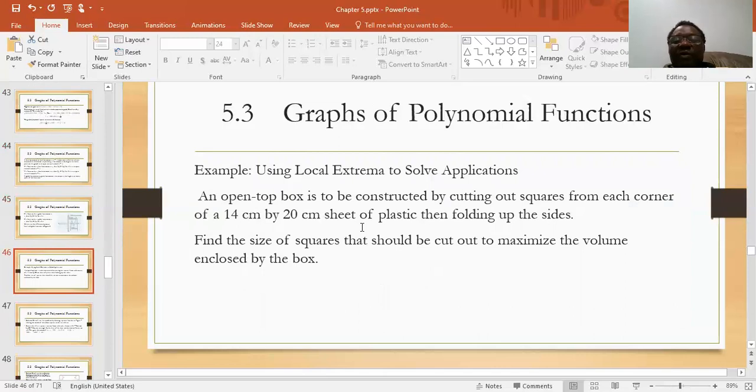Using local extrema to solve applications. An open top box is to be constructed by cutting out squares from each corner of a 14 centimeter by 20 centimeter sheet of plastic, then folding up the sides. Find the size of the squares that should be cut out to maximize the volume enclosed by the box.